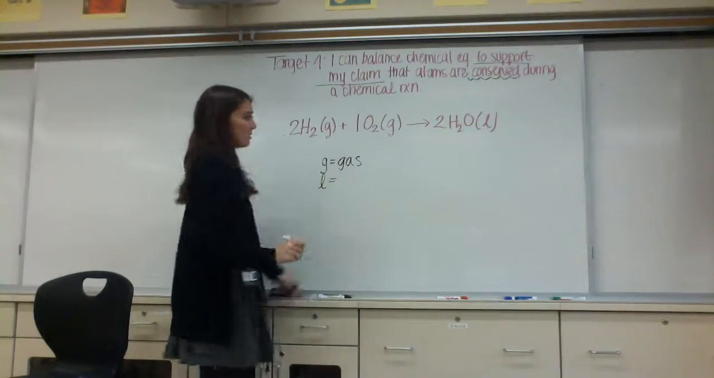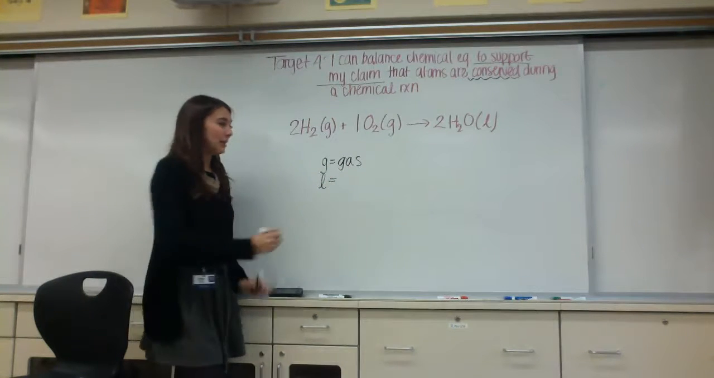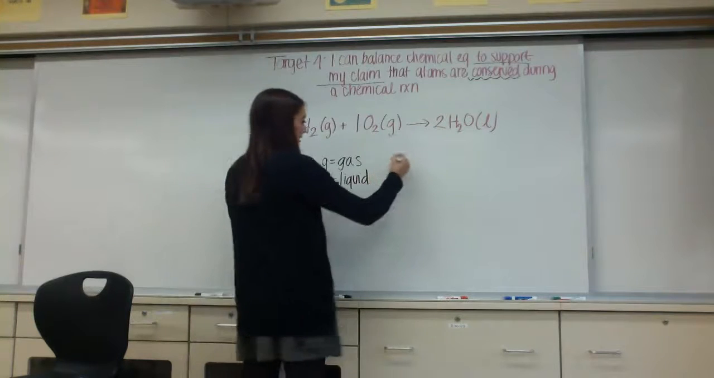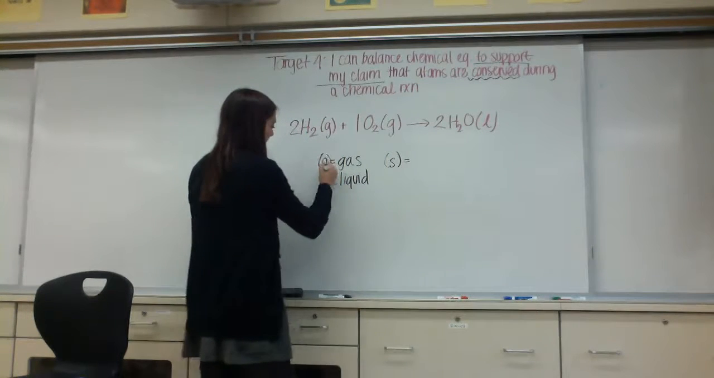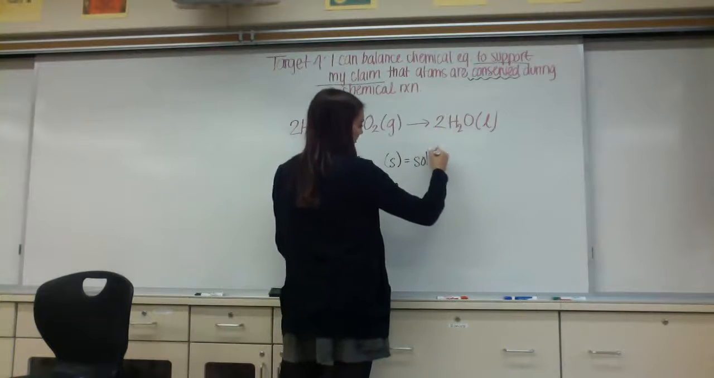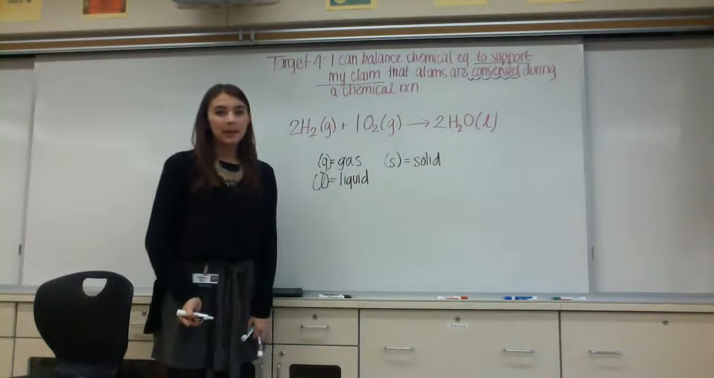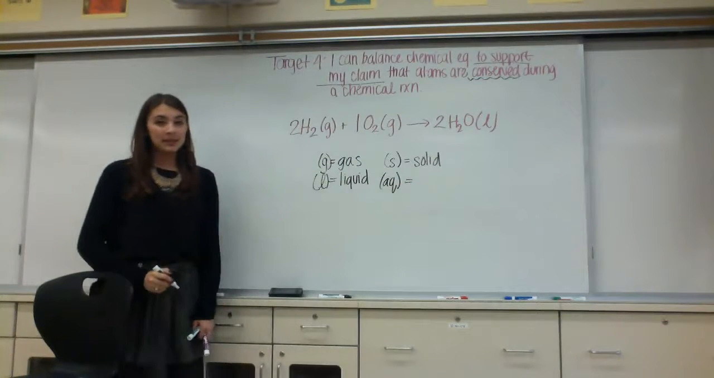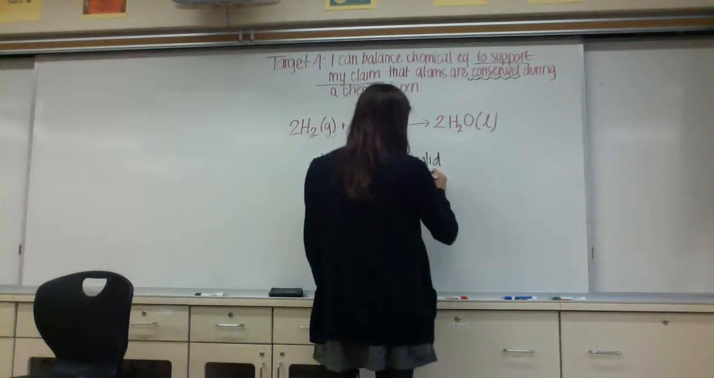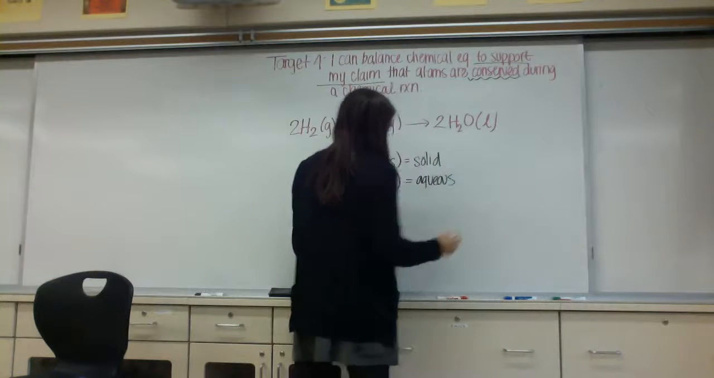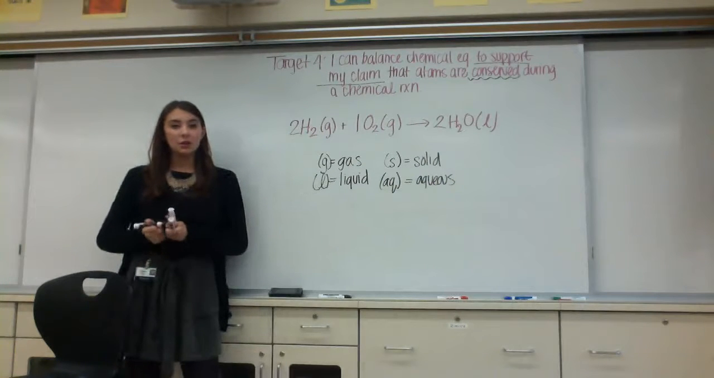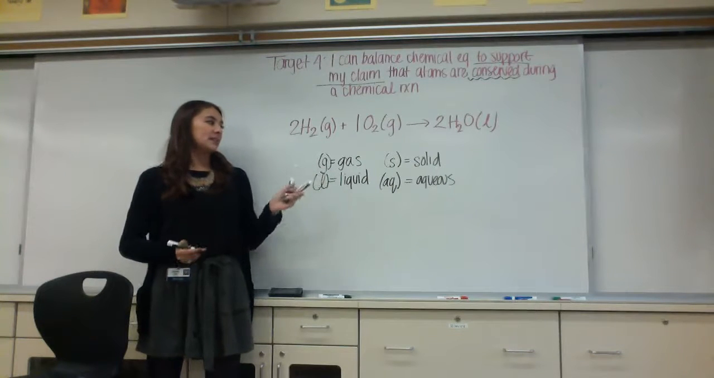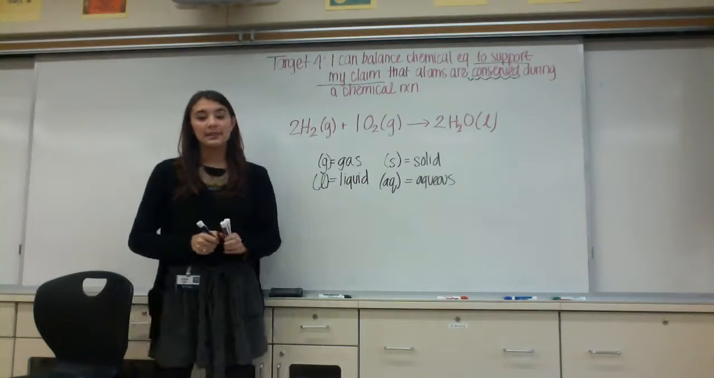L. H2O is an L. Can you guess? Liquid. Good. S. If you see an S, that means that it is a solid. And then if you see an AQ, what that means is it is aqueous. Okay? So we will talk a little bit more about aqueous solutions as we go on, but for now, I just need you to know G is gas, L is liquid, S is solid, AQ stands for aqueous.